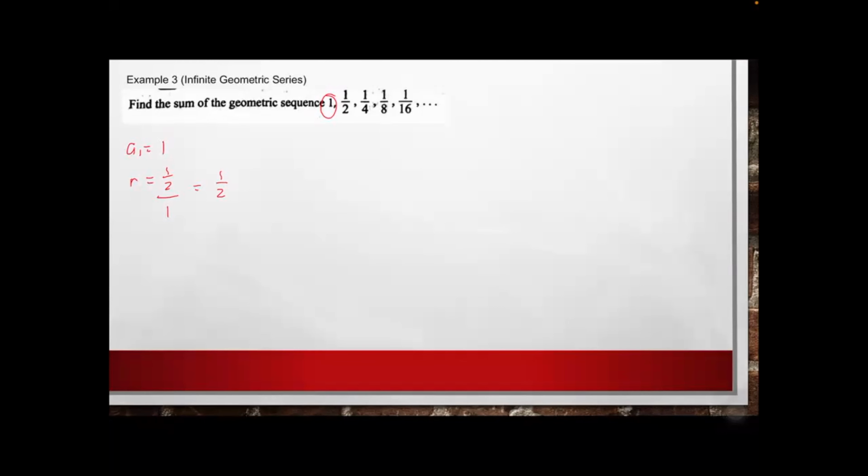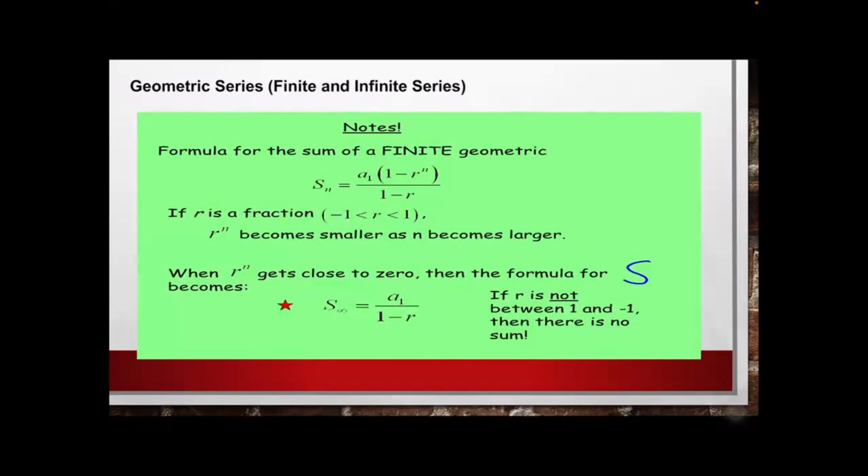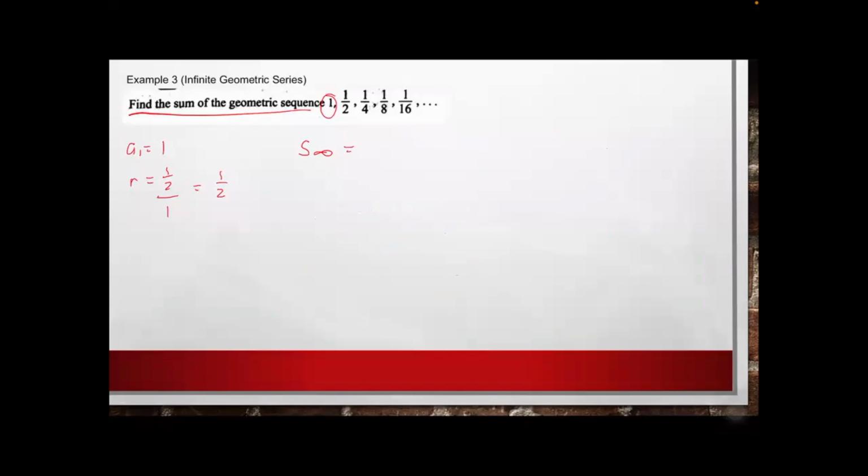Then, wala tayong n kasi find the sum lang nakalagay dito. So, we don't have the specific terms. Kaya ito ay mag-fall sa infinite. So, the formula for the infinite is s sub infinity is equal to a sub 1 over 1 minus r. So, s sub infinity is equal to 1 over 1 minus 1/2. Paki-type na po sa calculator niyan.